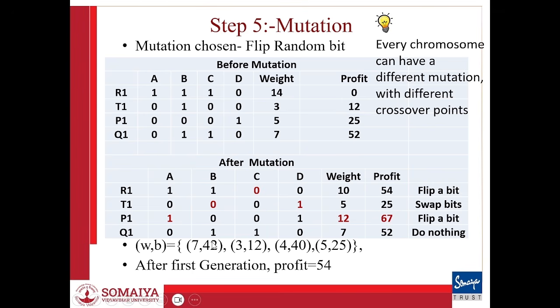So what do we do? Again, use the weight and benefit vector and calculate for each chromosome the respective weights and profits, and penalize the ones which are violating the weight constraint. So here we have R1, which has weight 10 and profit 54. There is Q1, which takes the weight of 7 and gives us a profit of 52. So looking at the whole generation, all four chromosomes and their weight and profit values, it seems R1 is one of the strongest candidates right now, and thereby after the first generation, profit is 54.